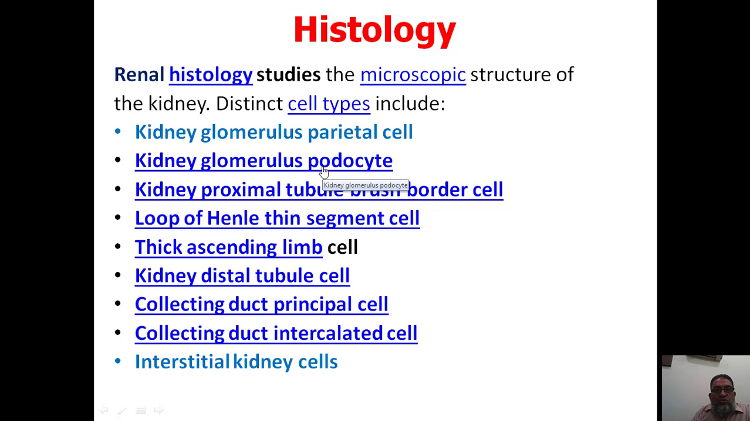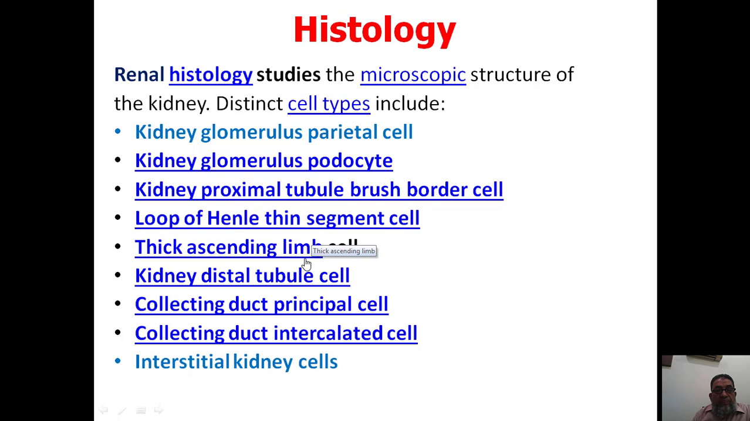basal layer. So in the glomerulus, the Bowman capsule consists of two layers: the parietal layer, which lines the Bowman capsule inside, whereas the basal layer, which is in approximation with the glomerulus duct of capillaries, is called the podocyte, which is a specialized cell. Then the kidney proximal brush border cell. These are the cells which line the proximal convoluted tubule, then the loop of Henle thin segment cell, which is a famous type.